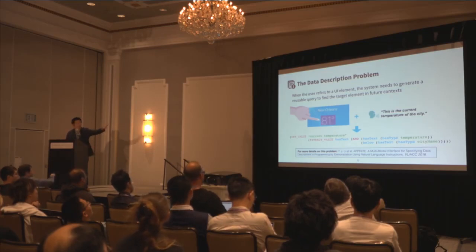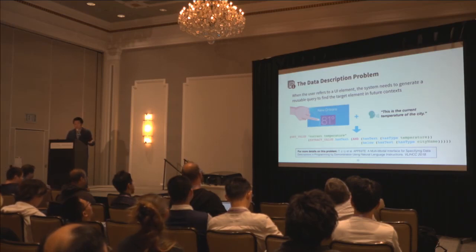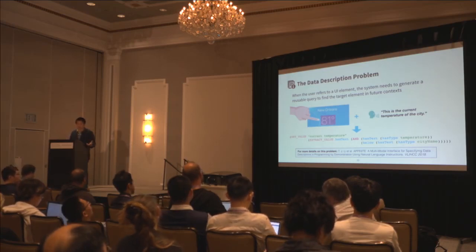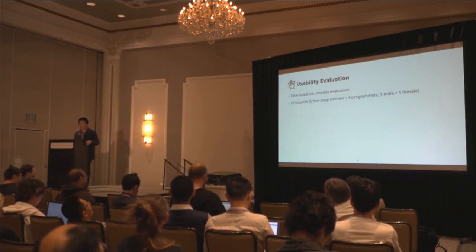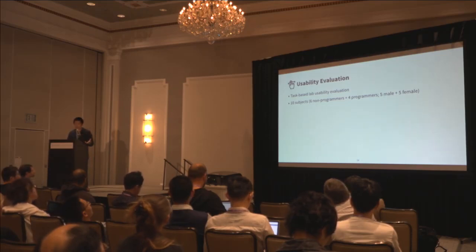For example, here, the user can say, oh, this is the current temperature of the city. The system can then correctly interpret this action as selecting the item that shows a temperature and is below the name of a city. We did an in-lab user study to evaluate the usability of our system.